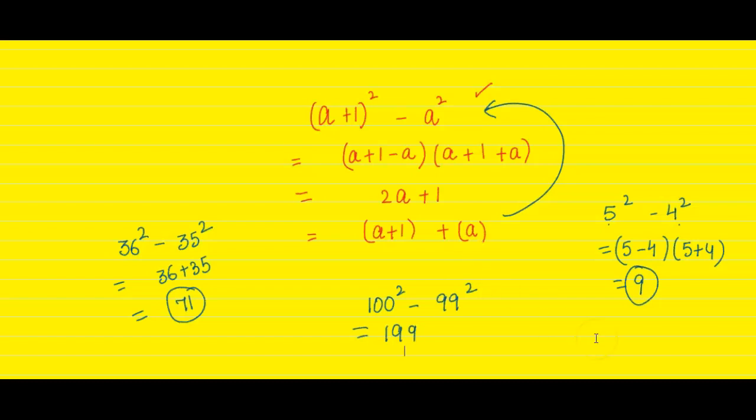Another example we can take, say 300 square minus 299 square. The answer is simply 599.